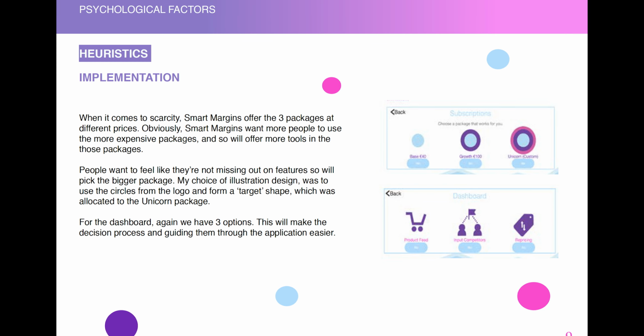When it comes to scarcity, Smart Margins offered the 3 packages at different prices. Obviously, Smart Margins want more people to use the more expensive package, and so will offer more tools in those packages. People want to feel like they're not missing out on features, so will pick the bigger package.